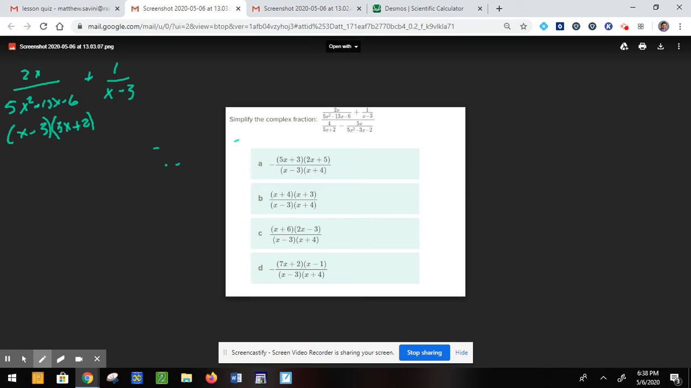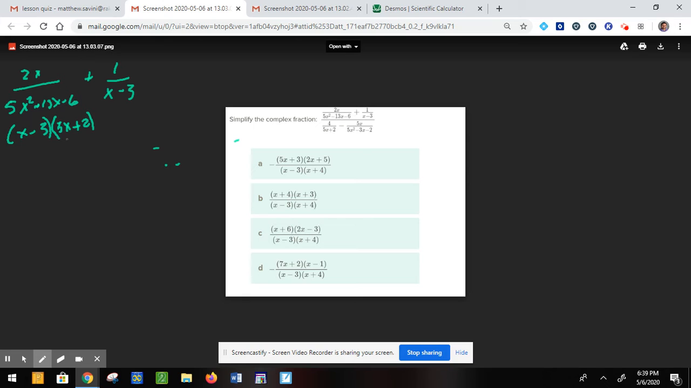Foil it back together, see if it worked, right? X times 5x is 5x squared. Good. X times 2 is 2x. Negative 3 times 5x is negative 15x. Negative 15x plus 2x is negative 13x. So that middle term worked, and then negative 3 times 2 is negative 6. So that is how it worked.